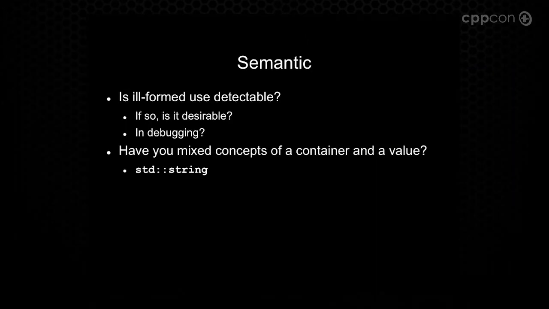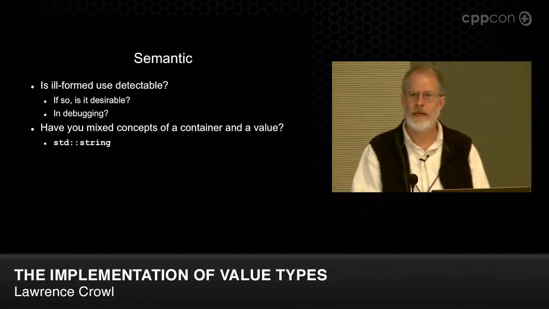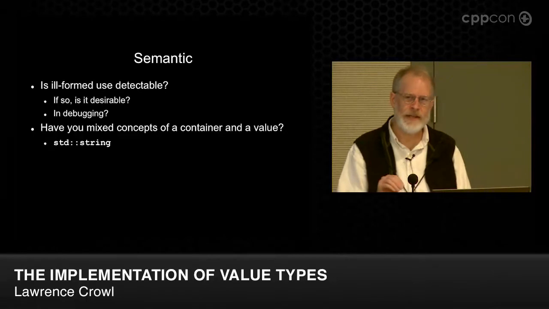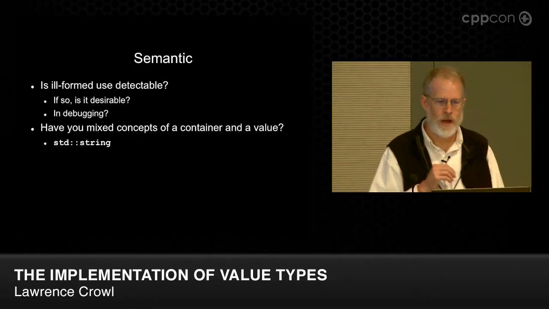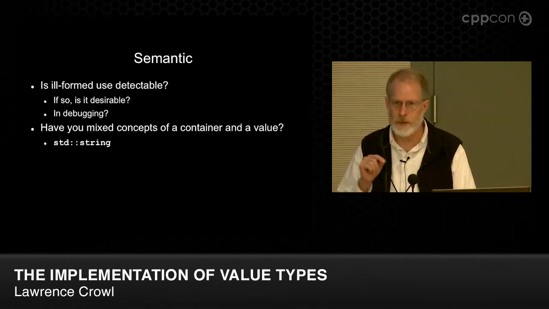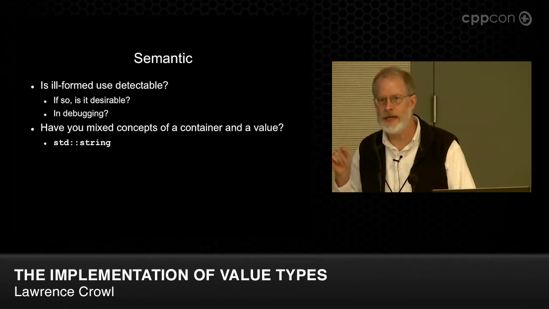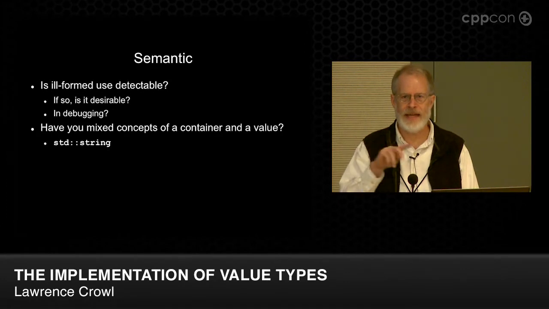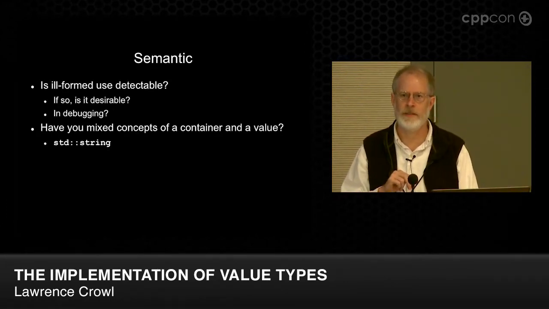The next set of properties is semantic. Are errors in the use of your type detectable at runtime during debugging? Have you let container attributes sneak into your value type? All of those things need to be addressed. In particular, with std string, it was designed as a container. People are trying to use it as a value, and that dichotomy has caused significant trouble to the C++ Standards Committee.